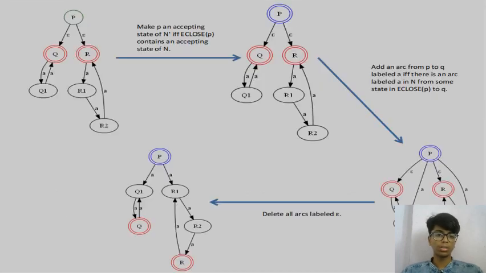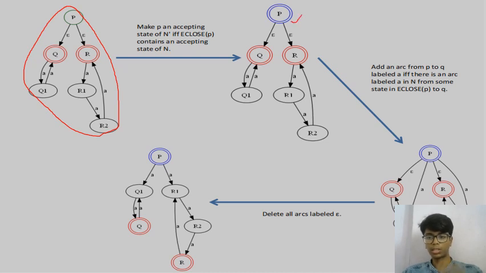So first, this is the NFA with epsilon transitions. First, what we do is make P an accepting state of N', if E-close of P contains an accepting state of N. Then we make P a final state, and then add an arc from P to Q labeled A if there is an arc labeled A in N from some state in epsilon closure of P to Q.